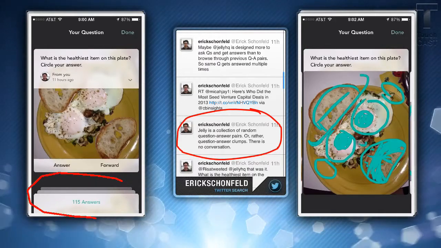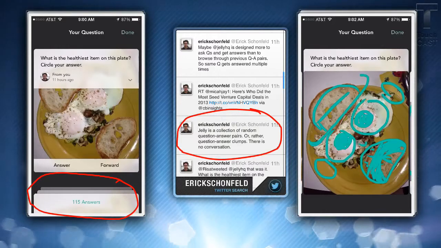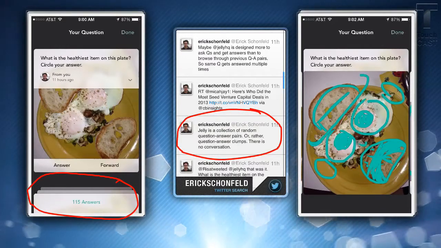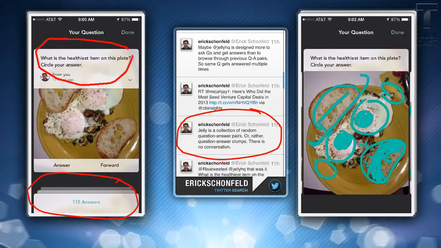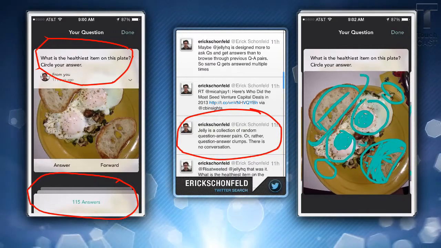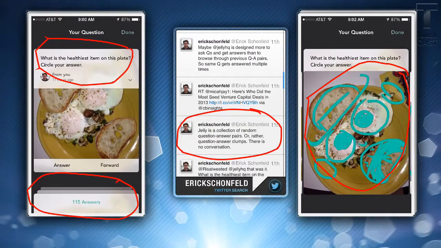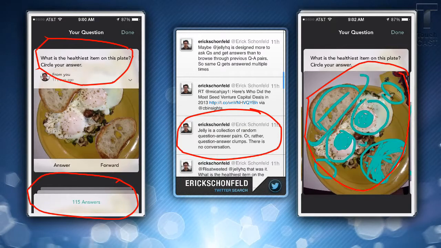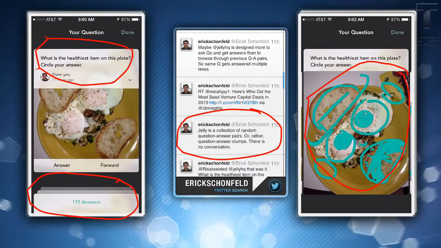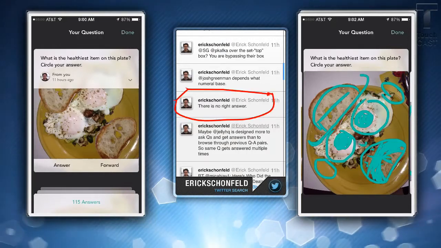For instance, I got 115 answers to this one simple question, asking people what's the healthiest item on this plate that I had a picture of. I got some very amusing answers. Everyone decided to circle something different or even draw pictures, but I didn't know what was the right answer. But that's when I figured it out, that there is no right answer.